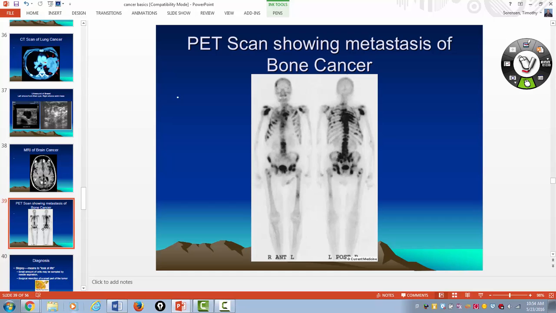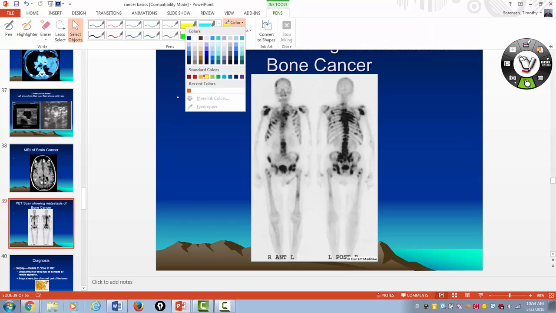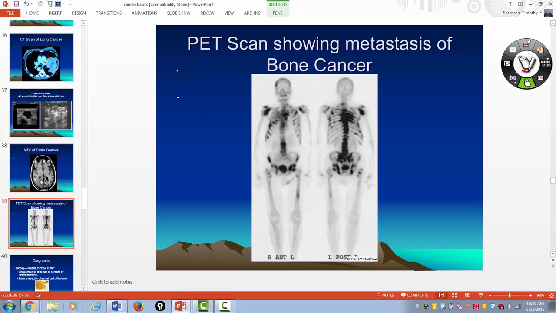So a PET scan also helps you identify the locations of cancer, and it will also help you identify if cancer has spread. And PET scans can also be used to track the course of treatment, chemotherapy and radiation, to see if these dark spots are going away.